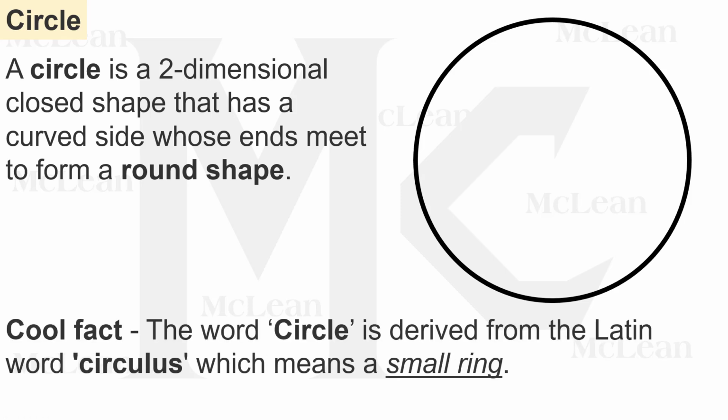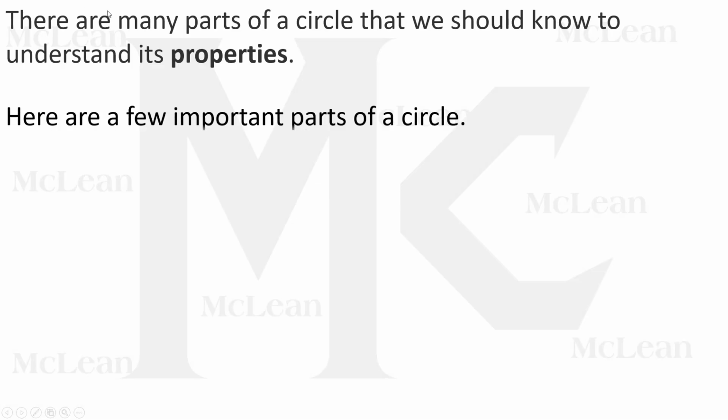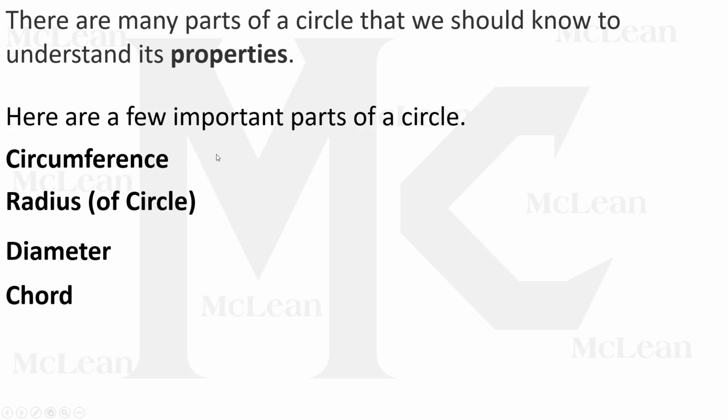Cool fact, the word circle is derived from the Latin word circulus, which means a small ring. Just a cool fact. There are many parts of a circle that we should know to understand its properties. Here are a few important parts of a circle: circumference, the radius of a circle, diameter, and chord.